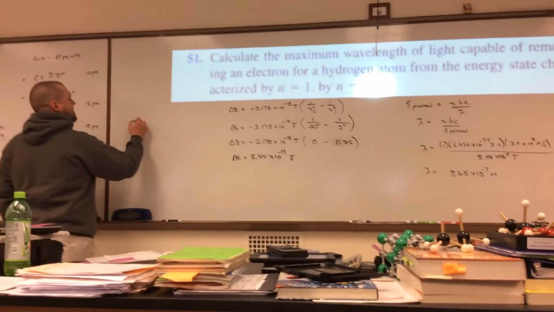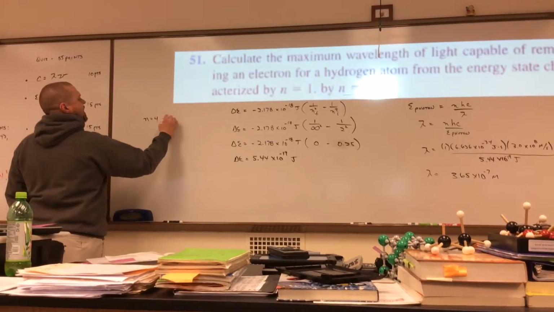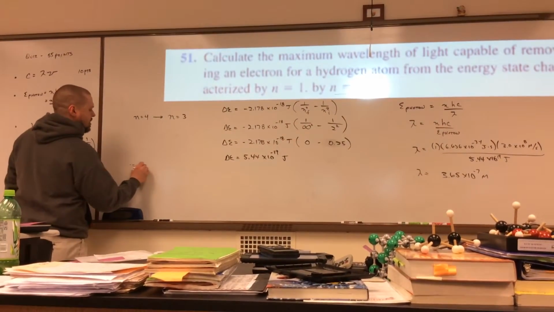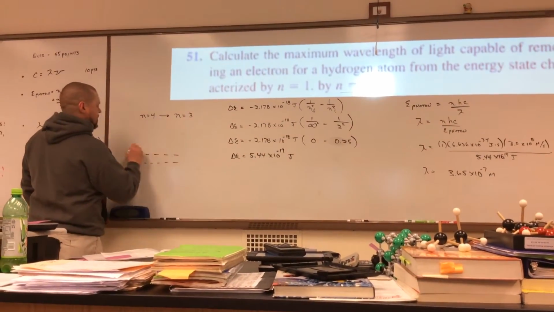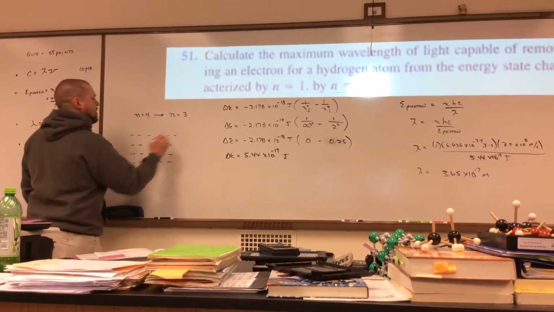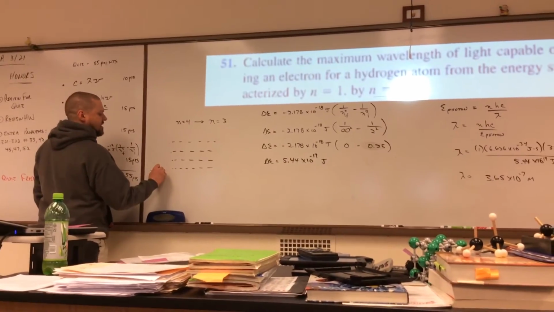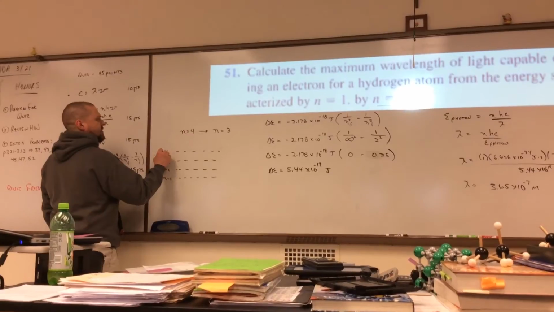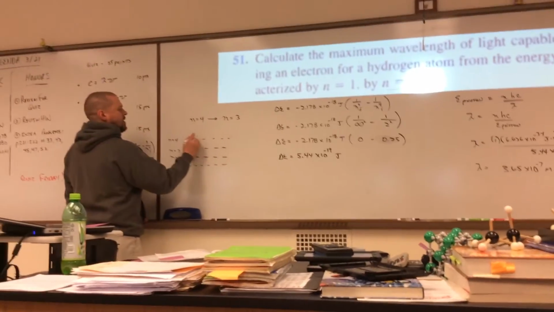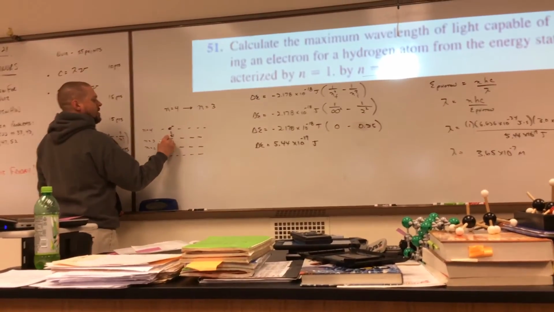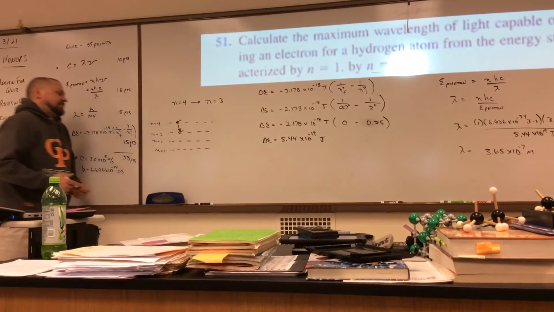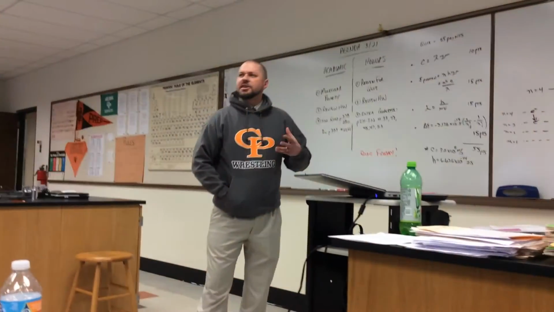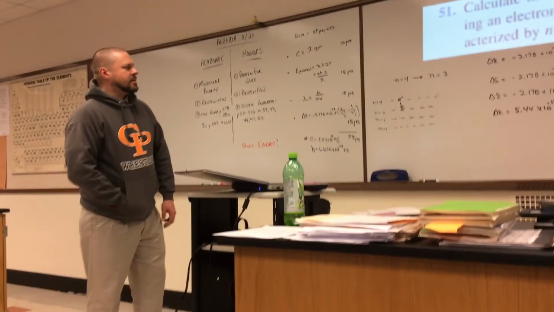For 46, we just looked at the one that says n equals 4 to n equals 3, right? And what they want you to do, and they show this in the book, if this is n equals 1, n equals 2, n equals 3, n equals 4, we have an electron that's going from here to here. That's basically what they wanted to show. And I probably won't ask you to do that on a test. It's more just to get you to visualize what's going on.